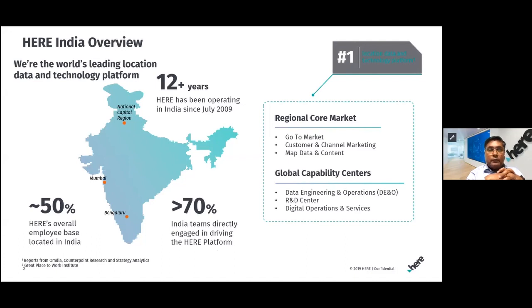Some credentials for India. We've been in India for 12 plus years. We first came in 2009, and we've been operating here since then. More than 50% of the employees of HERE, which is a global company headquartered out of the Netherlands, are based out of India, which is roughly 4,000 plus people. And these 4,000 plus people are spread across both the global capability center, where we have the data engineering and operations, R&D centers, digital operation services, and definitely our go-to-market operations, where we go and address the customer and solve the customer problems.